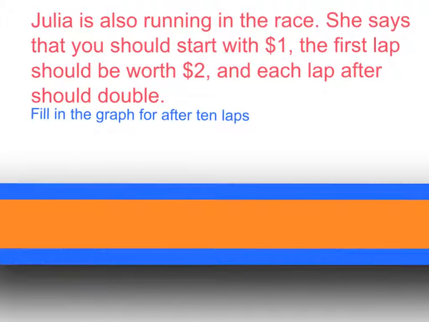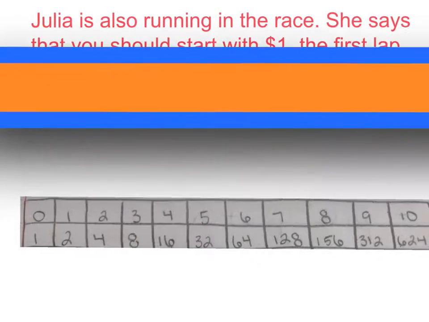Now we will move on to exponential growth. Julia is also running in the race. She says that you should start with $1, the first lap should be worth $2, and each lap after should double. Fill in the graph for after 10 laps. After you have filled in the graph, check to see if yours matches the one that I have placed above.